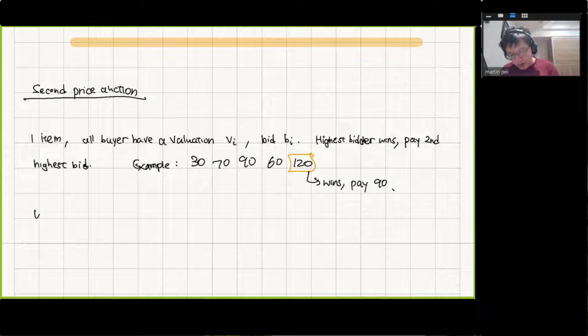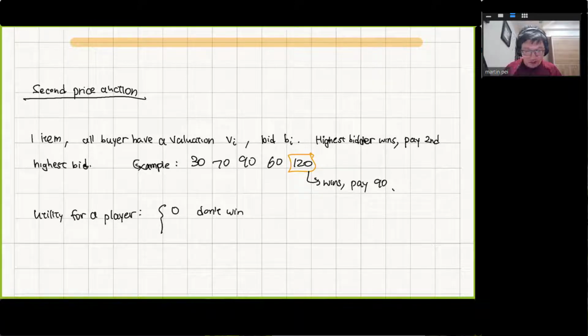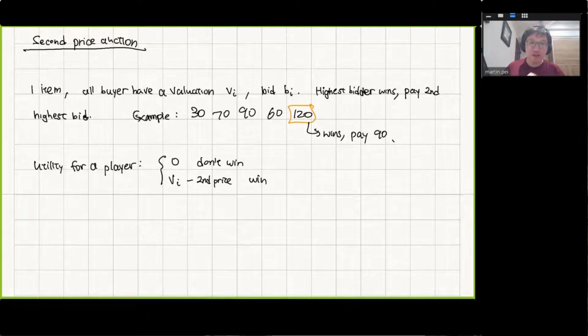Okay, and the utility for a player is fairly simple. If you don't win, then you have zero utility. But if you do win, then your utility will be what you value the item at minus what you pay. So it will be V_i minus the second highest price, if you win. Okay, so that is the utility for a player.